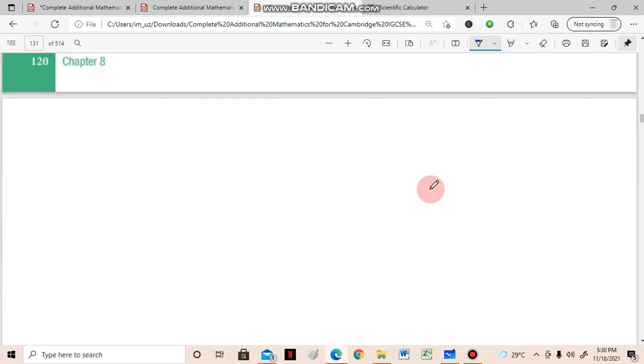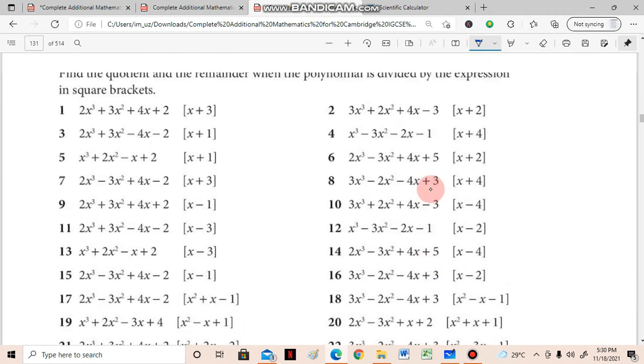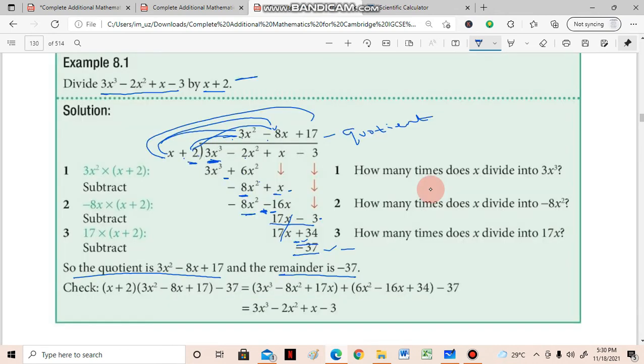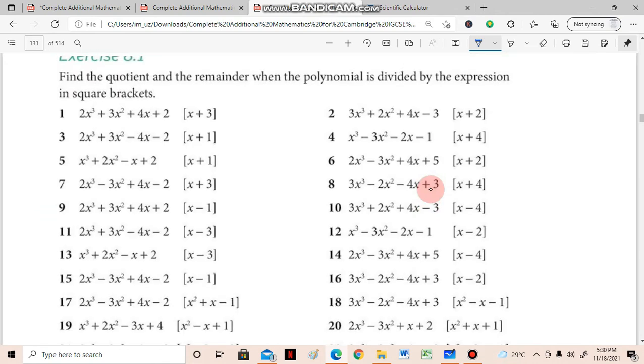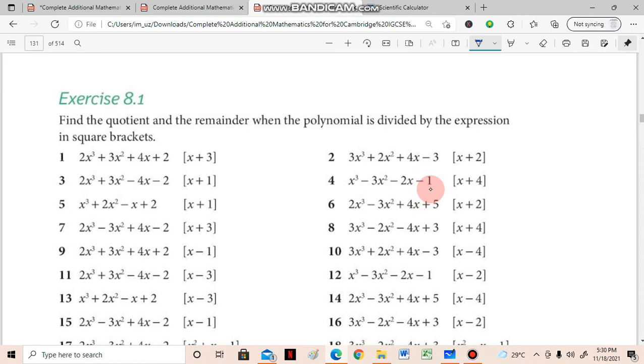Okay, so moving down, now we have some questions. We have to solve them in the same way we solved this one, by long division. Okay, so I'm going to do some of the questions for you, and the rest of the questions you can do yourself. And if you cannot understand any question, you can ask us in the comment section of this video, and we will try to respond to you as soon as possible.